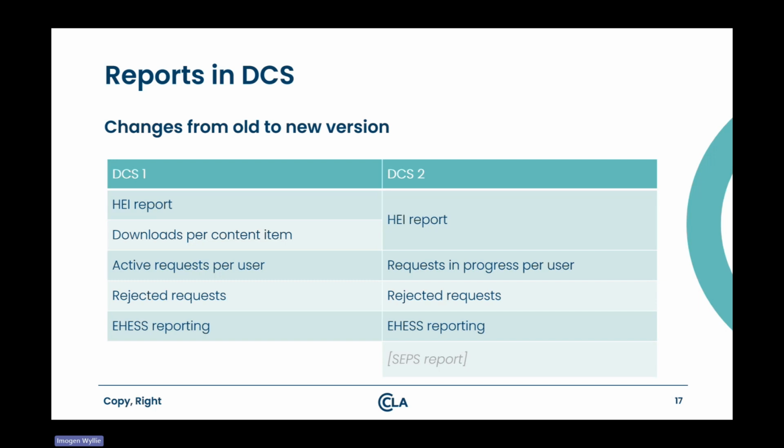Active requests is just renamed to requests in progress, like the rest of the DCS. Rejected and HEIs, exactly the same as they were. And once we have our new inflow SEPs purchasing, then we'll have a report for that as well. But really, the main thing is just we've combined these two into one.